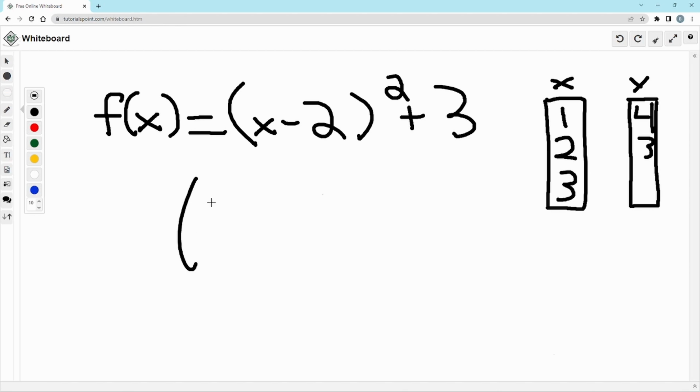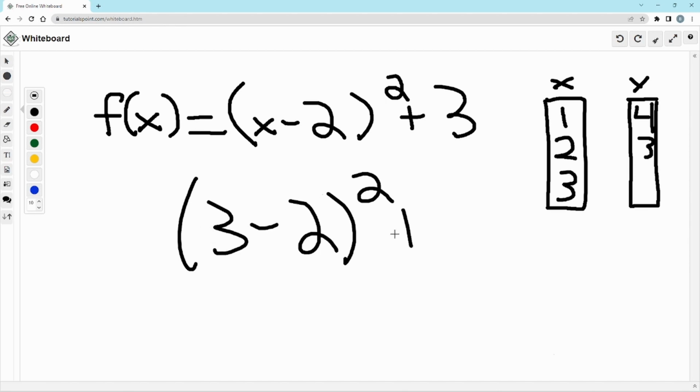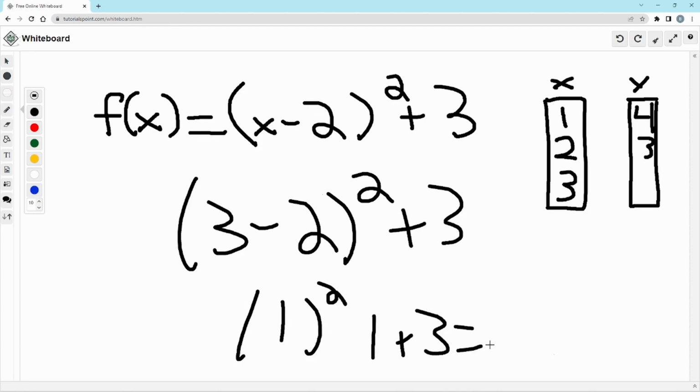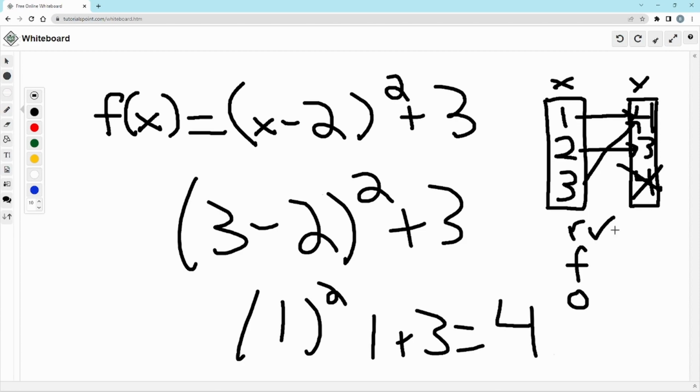Lastly, let's do 3. 3 minus 2 squared plus 3. So, 3 minus 2 is 1, and 1 squared is 1. So 1 plus 3 equals 4. So when x is 3, y went back up to 4. So we can actually cross this out. And as you can see, we have a repeating y value, which makes this equation a relation and a function, but not a one-to-one function, because it has a repeating y value.